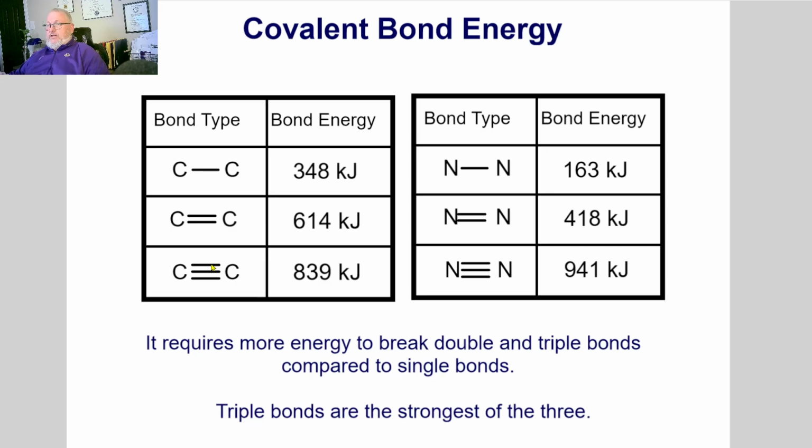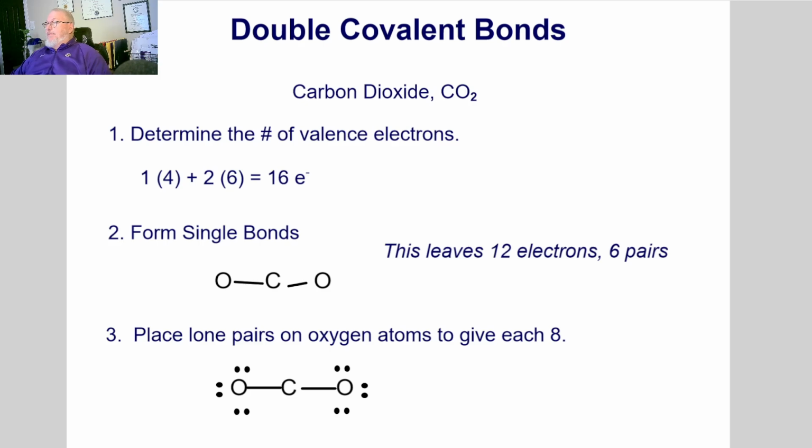Also, the bond energy increases as you form more bonds. The energy needed to break those double and triple bonds increases a bunch. It goes from a carbon-carbon single bond at 348 kilojoules to a triple bond at like 839 kilojoules. That's a lot of energy. And when they form those bonds, they're going to release that energy. Okay? So triple bonds are the strongest of the three. Makes sense. So how do we do this, right?